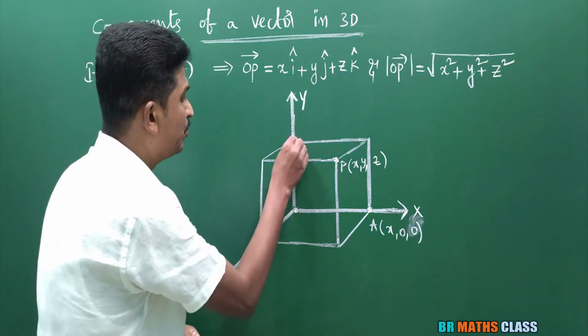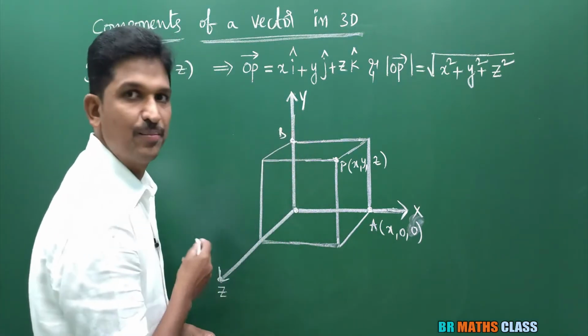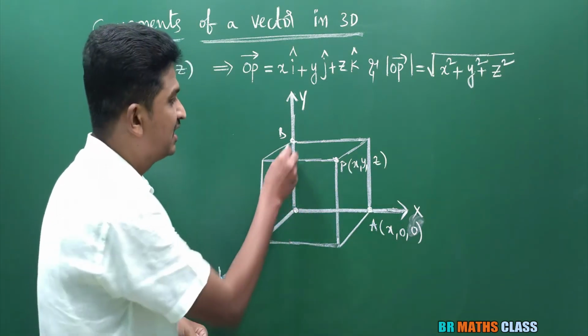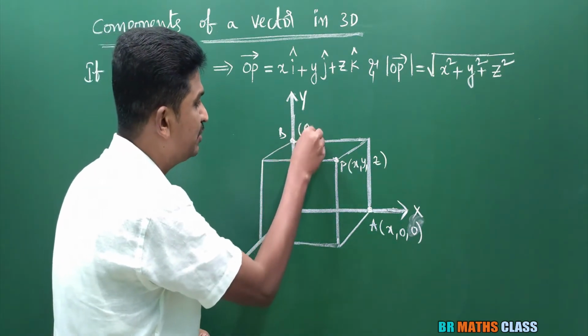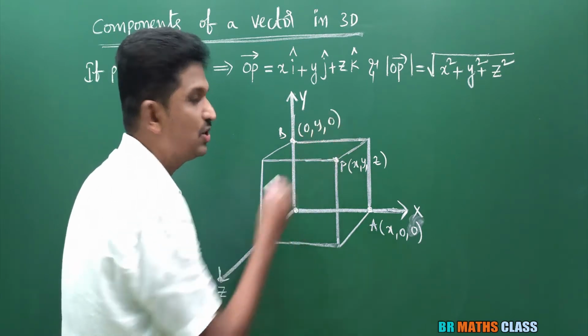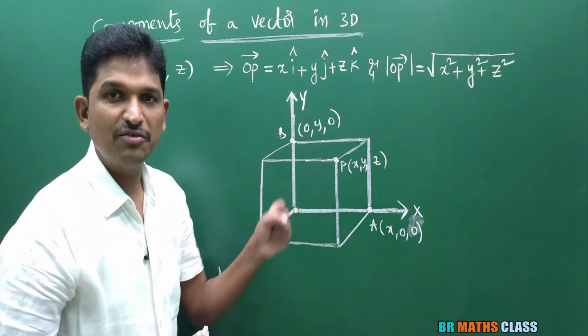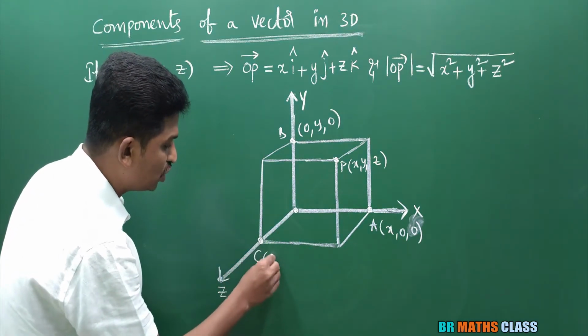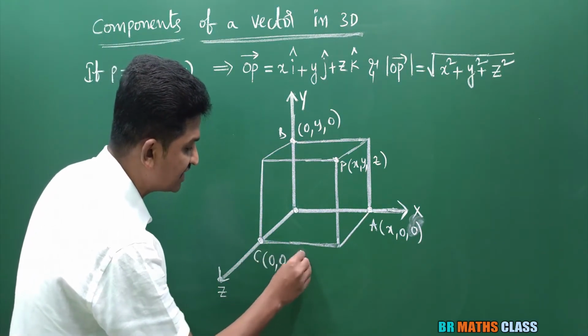And this is the point B on the y-axis. And as the point P is (x, y, z), the point B on the y-axis will be (0, y, 0). As the point P is (x, y, z), the point C on the z-axis will be (0, 0, z). Okay.